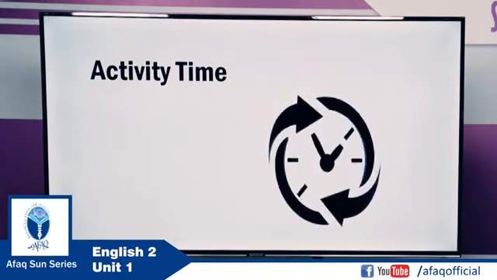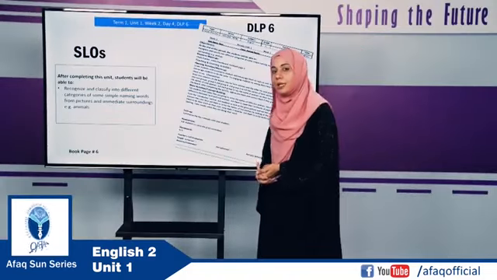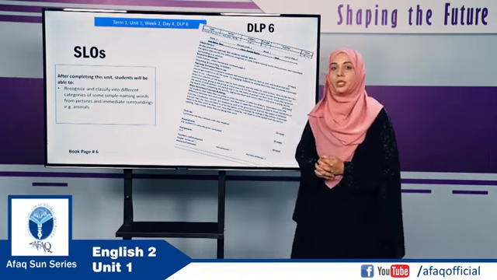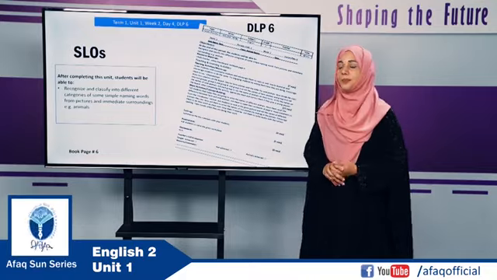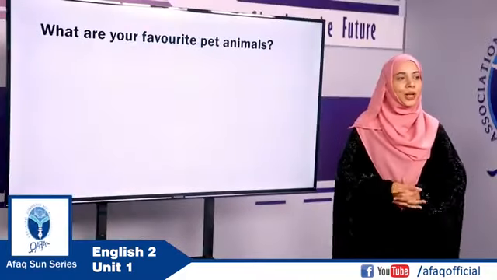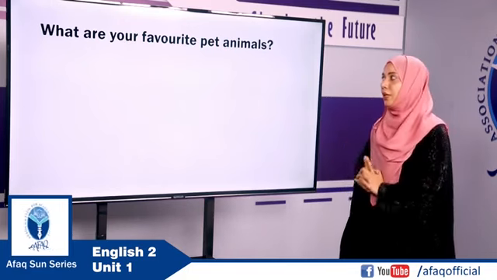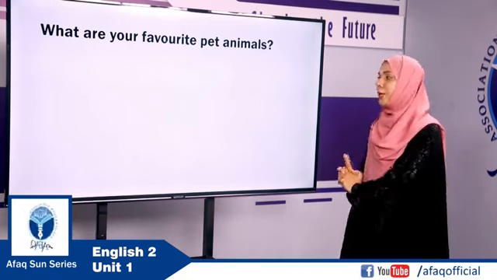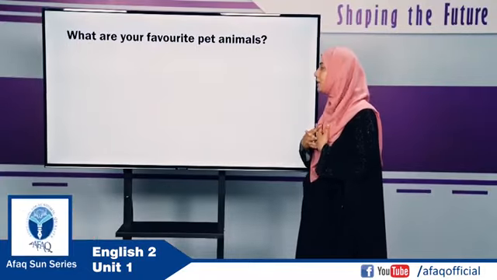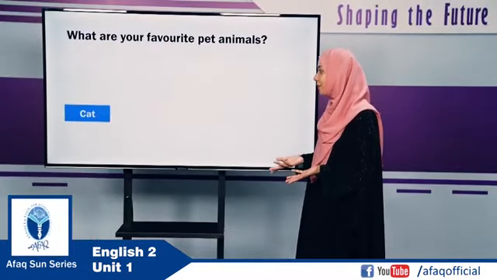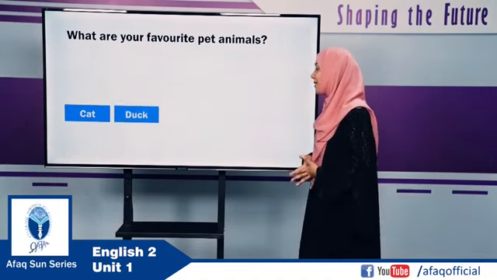Now it's activity time. In this lesson, we will cover one SLO and complete methodology to cover this SLO has been provided in DLP 6. Dear students, I am going to ask you some questions about your likes and dislikes. So tell me, what are your favorite pet animals? My favorite pet animal is cat. What do you like? I also like a dog, yes.